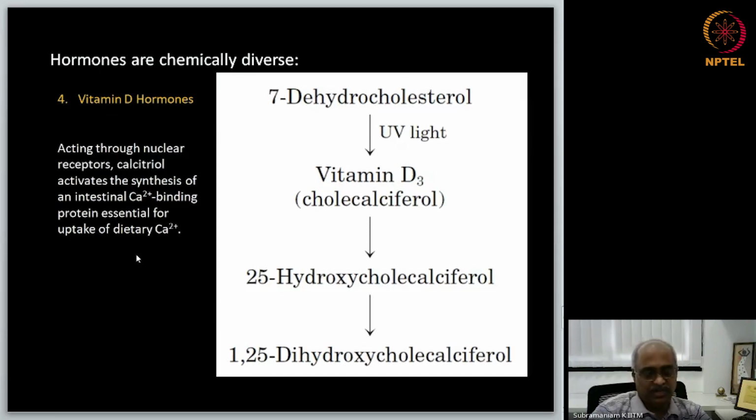So PTH and vitamin D work in conjunction in activating the transcription of the gene that encodes this calcium binding protein, which is essential for uptake of the calcium. So if you don't have vitamin D, you don't produce this protein enough, and you have a problem with uptake of calcium, and that leads to weak bones and osteoporosis and problems of that kind.